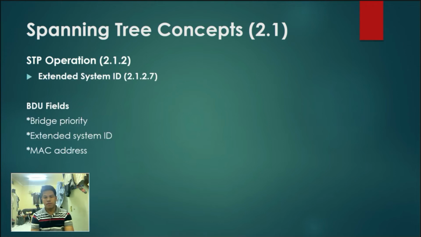For the extended system ID, the bridge ID is used to determine the root bridge of the network. The BID field of the BPDU frame contains 3 separate fields. These fields are the bridge priority, extended system ID, and the MAC address.